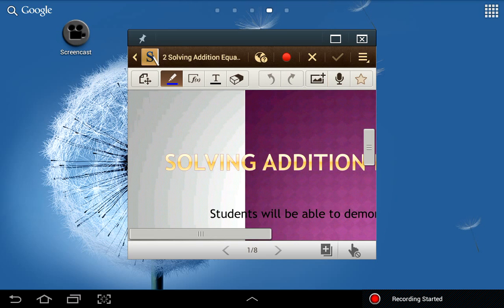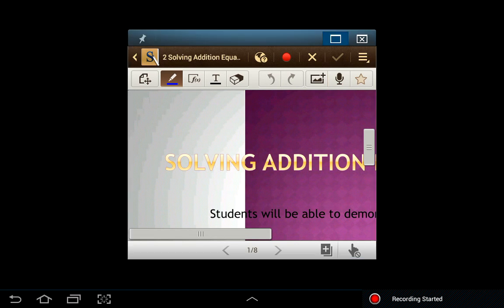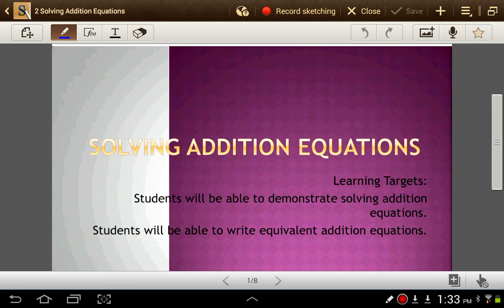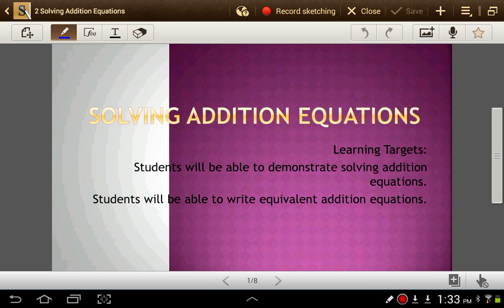Okay, Mr. Gasson here with our next lesson. Today we are going to talk about solving equations. We have two learning targets today for solving equations, so make sure to write these down.